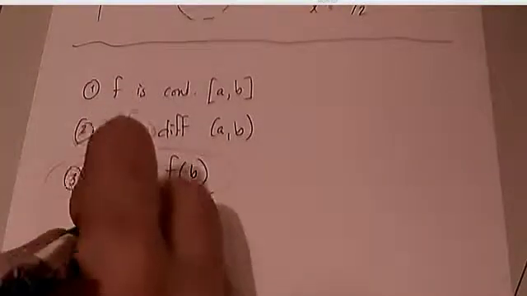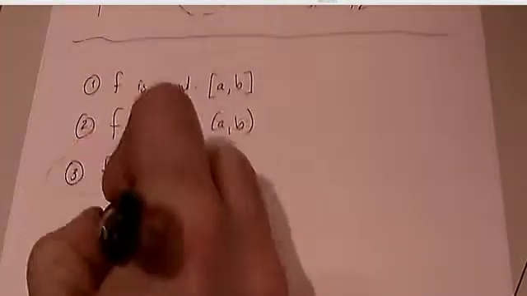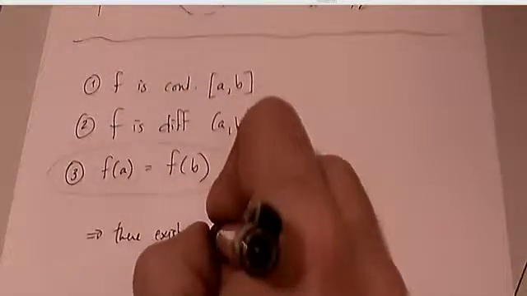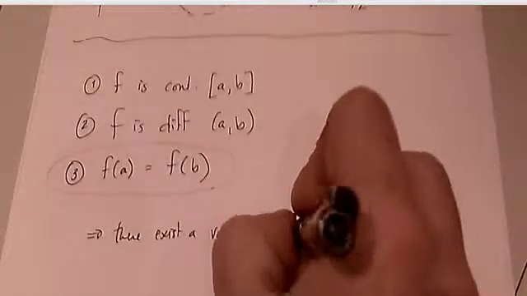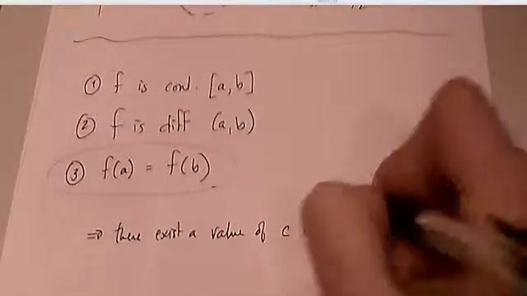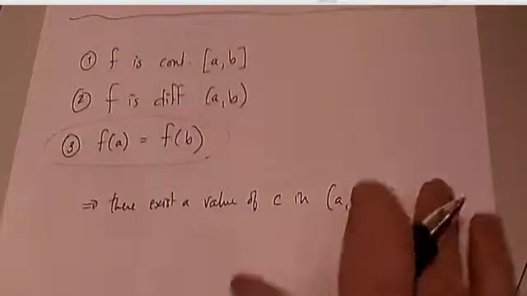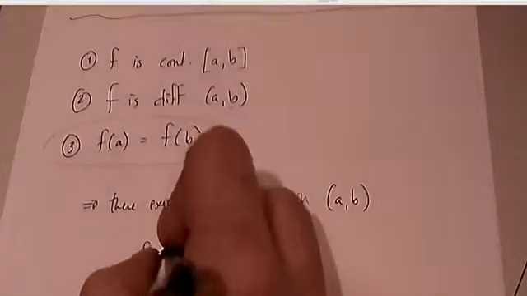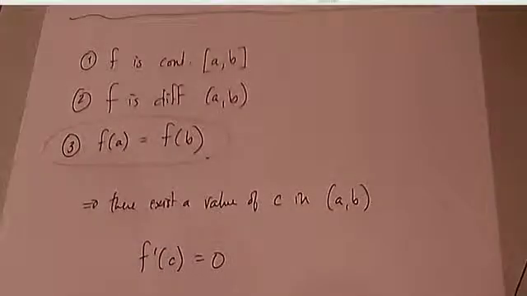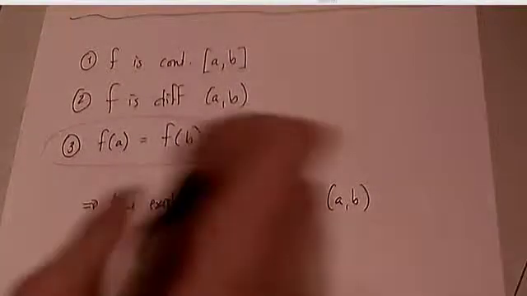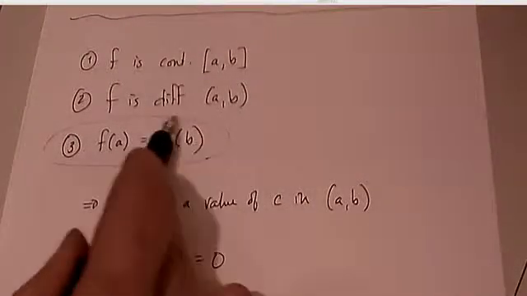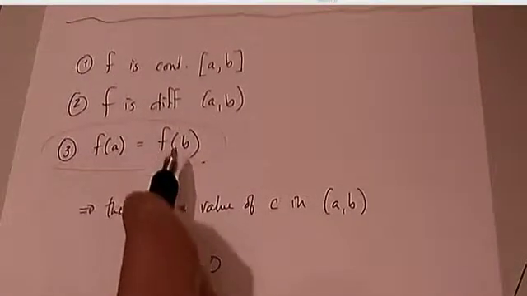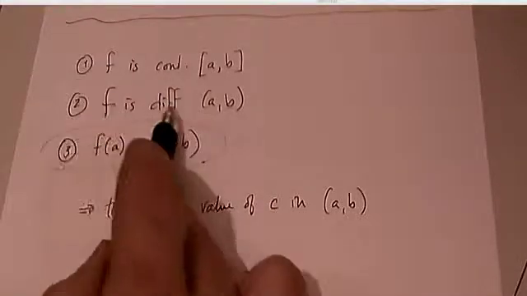And of course the conclusion is that there exists a value of C in AB such that, well, you don't have to put f of b minus f of a over b minus a. It's just f prime of c is equal to 0. Okay? So basically all you're doing is adding a special third hypothesis, which basically just says, hey, by the way, this is mean value theorem.